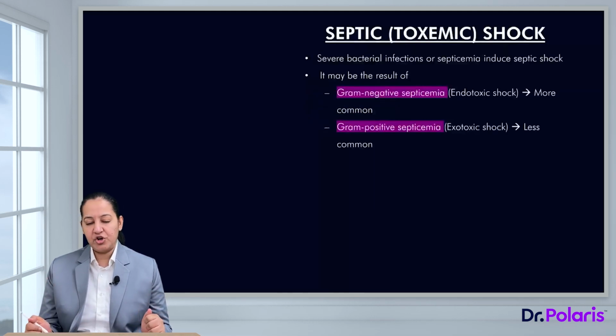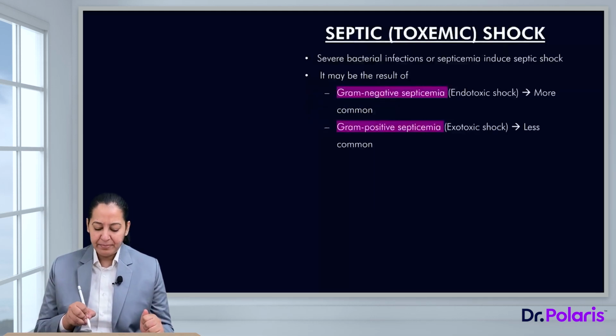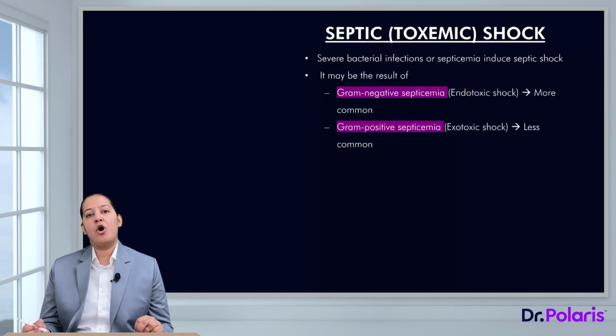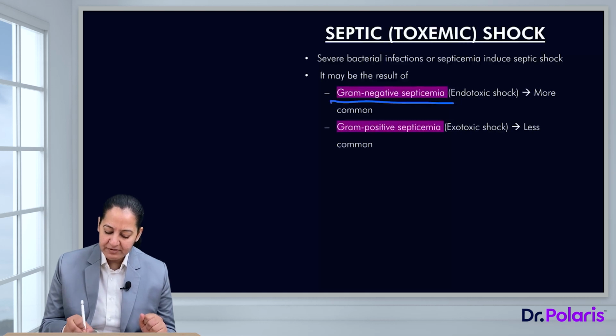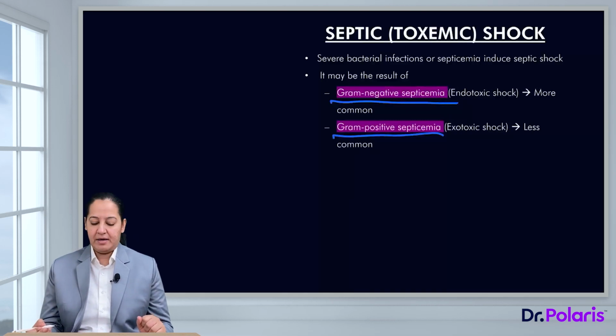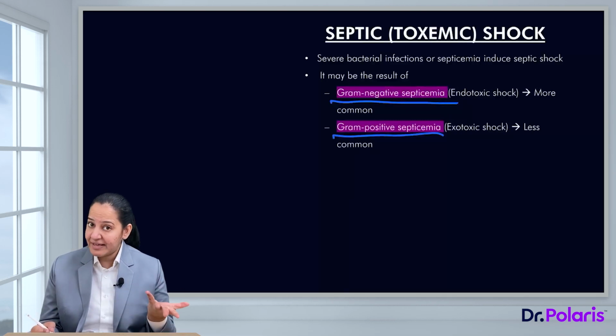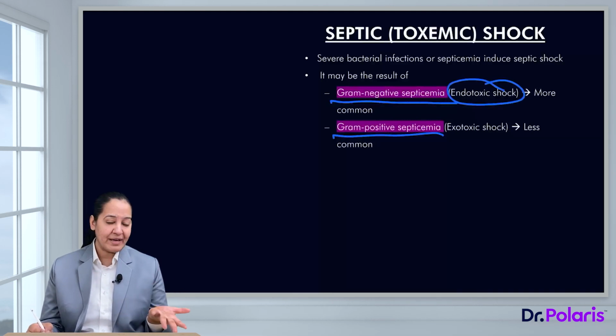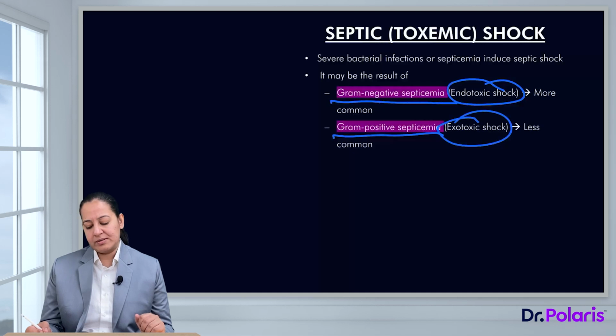So what is septic shock? Septic shock is a shock caused by bacteria, and again we can divide it into two types based on the type of bacteria. Bacteria are of two types, gram-positive bacteria and gram-negative bacteria. Gram-positive septicemia and gram-negative septicemia. If it is caused by gram-negative bacteria, it is known as endotoxic shock. If it is caused by gram-positive bacteria, it is known as exotoxic shock.